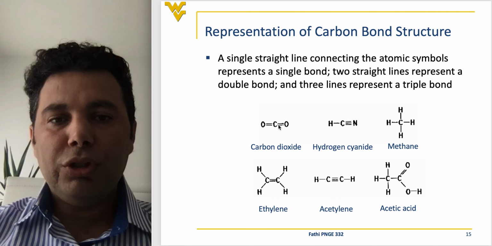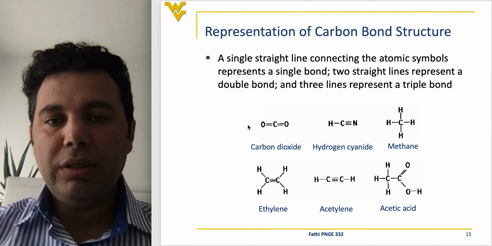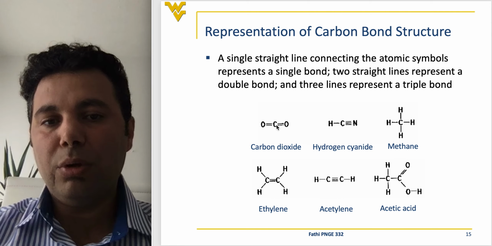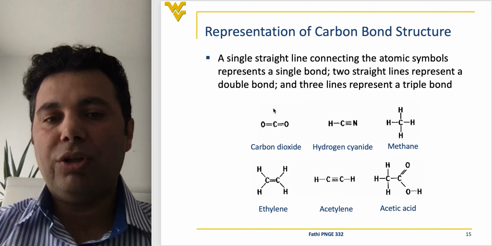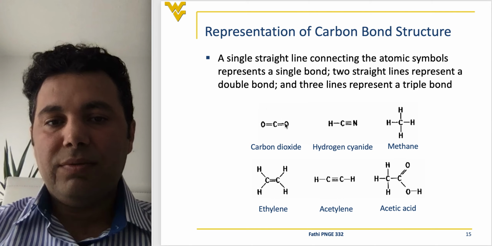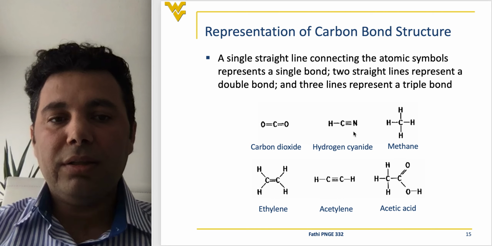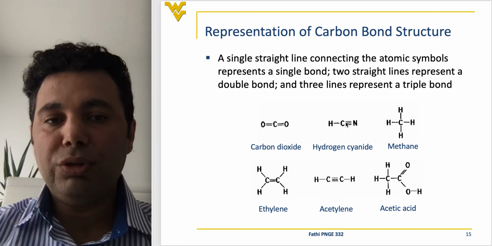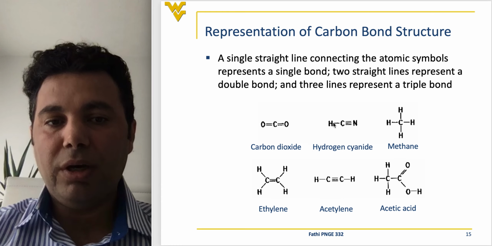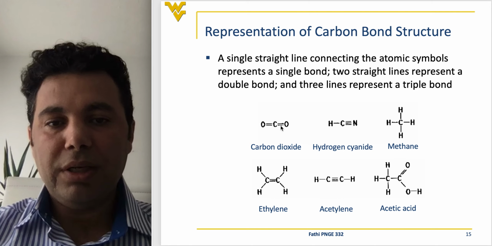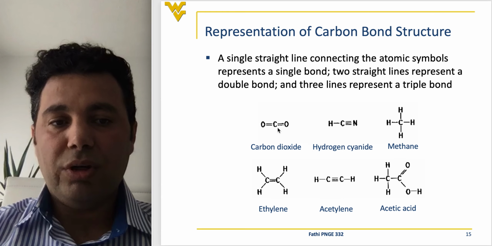So generally, if we want to show the structures, we show the elements, and then we show their bondings, like carbon dioxide, or CO2. Carbon has four bonds, oxygen has two, so this is the structure of carbon dioxide, in which carbon and oxygen are sharing two electrons. Or hydrogen cyanide, in which nitrogen is sharing three electrons with carbon, and carbon shares one with hydrogen. Or methane, which has all single bonds. So this is a single bond, this is a triple bond, and this is a double bond structure.